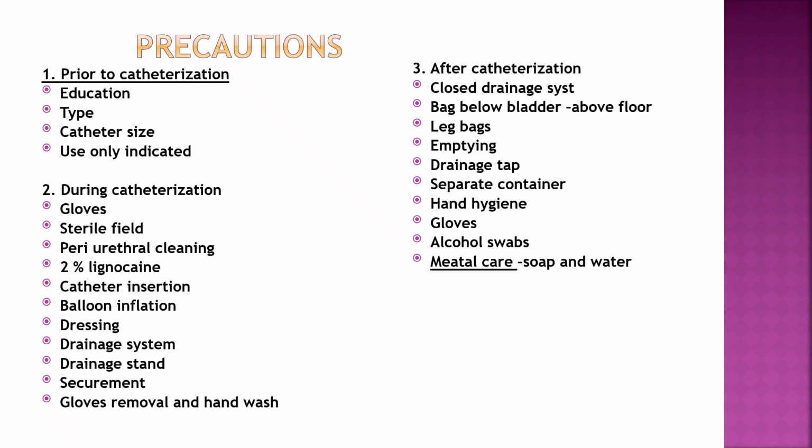So before catheterization, the person should have knowledge about the catheter type and size to be used, and it should be used only where indicated, that is, indication should be there. Then during catheterization, hand hygiene and then gloves should be used. Then sterile catheter should be used. Periurethral cleaning should be done with proper aseptic precaution.